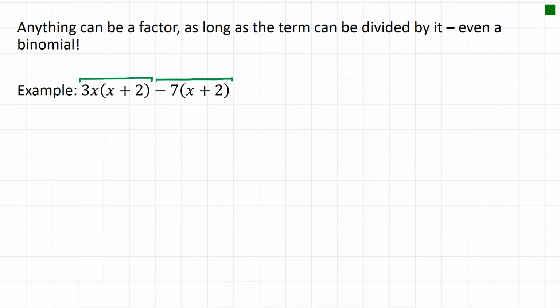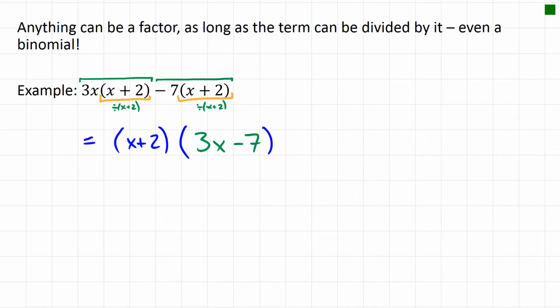And each term has a binomial that is identical. So each term could be divided cleanly by x plus 2. So I can factor x plus 2 off of each term, leaving me with 3x, so 3x times x plus 2. If I was to divide that by x plus 2, I'd be left with just 3x. And if I did the same thing, divided the other term by x plus 2, I'd be left with just negative 7.